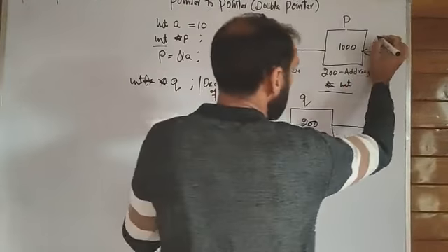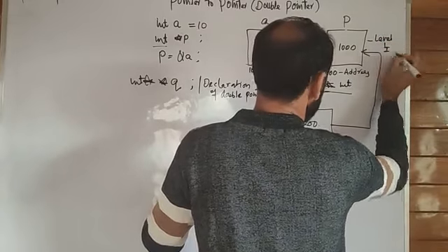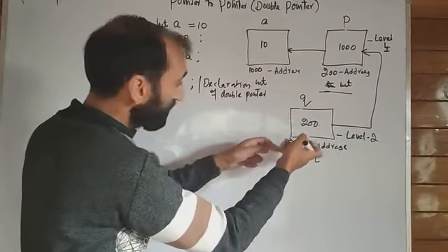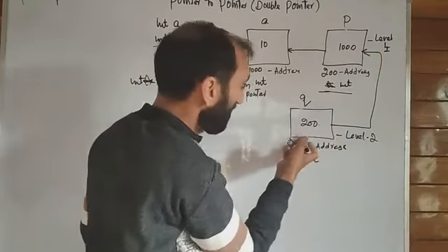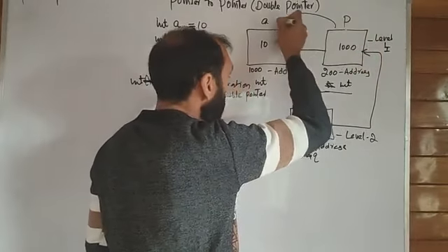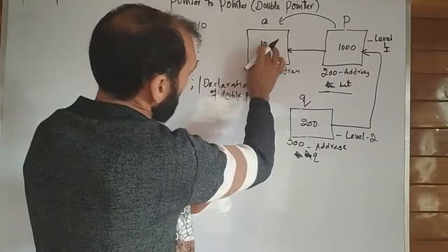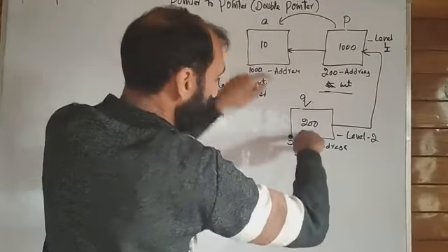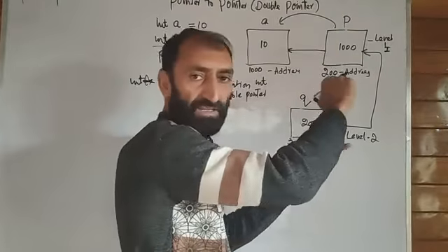That means first you have a level 1 pointer, then a level 2 pointer. The level 2 pointer is going to store the address of level 1. That means level 2 is pointing to level 1, which in turn points to level 0, the variable. Address of a goes to P, address of P goes to Q. That means pointer to pointer.